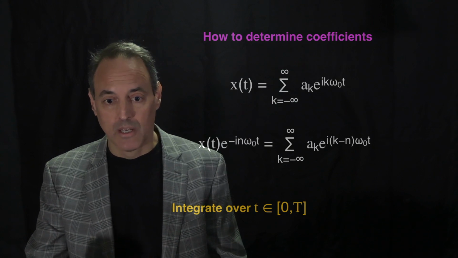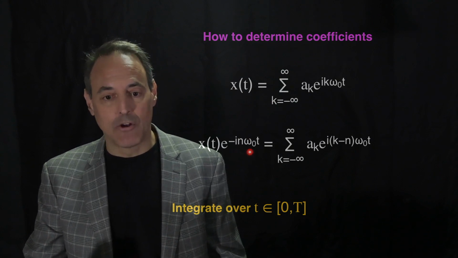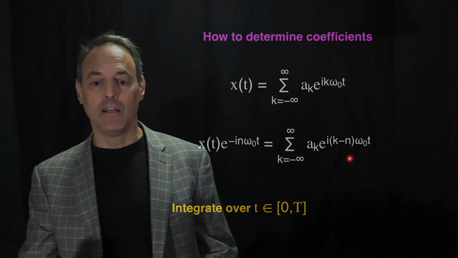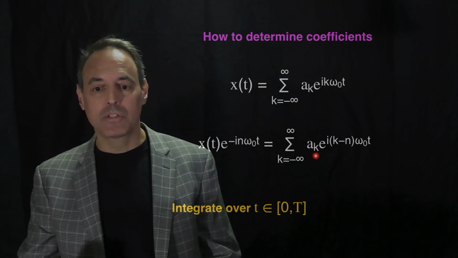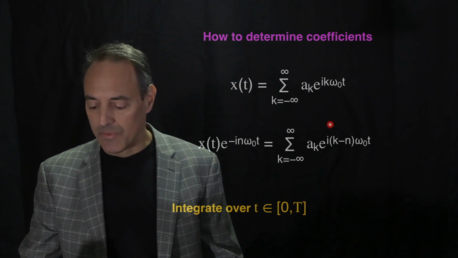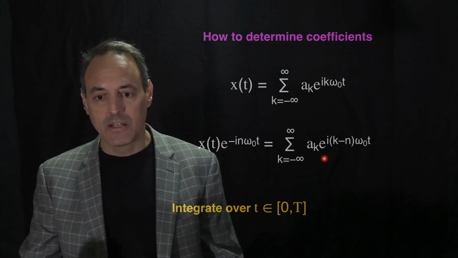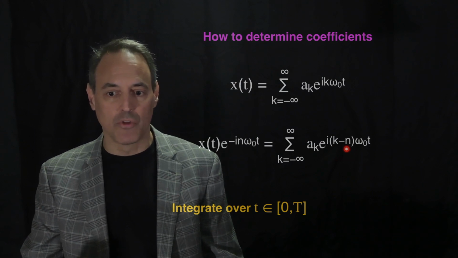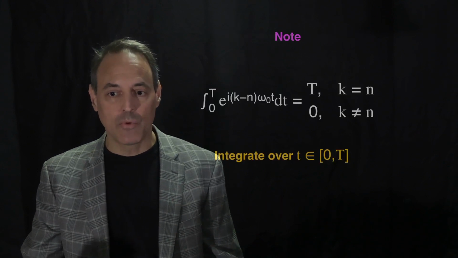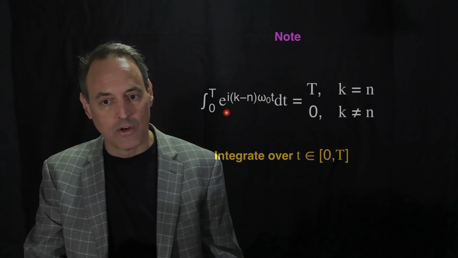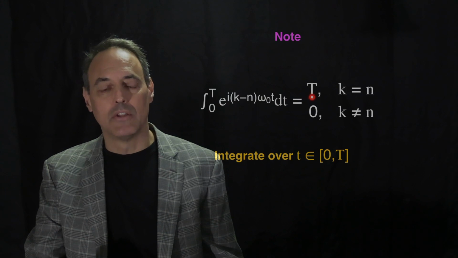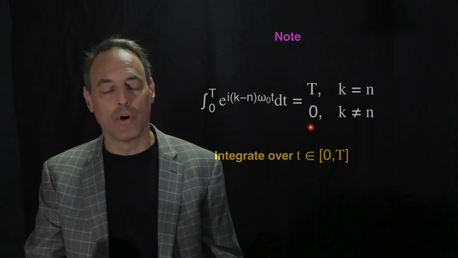What do I mean by inner products? I'm going to multiply both sides by e to the minus i n omega naught t. So if I multiply the left, this is what I get. I multiply the right, this is what you get. And then I'm going to integrate both sides of these equations over a period from 0 to T. It turns out, over that period, these signals in fact have their orthogonality properties. So this is always 0 unless k is equal to n. That's what I mean by orthogonality. This is this orthogonality condition here. This integral from 0 to T is either T if k equals n, or it's 0 for anything else.